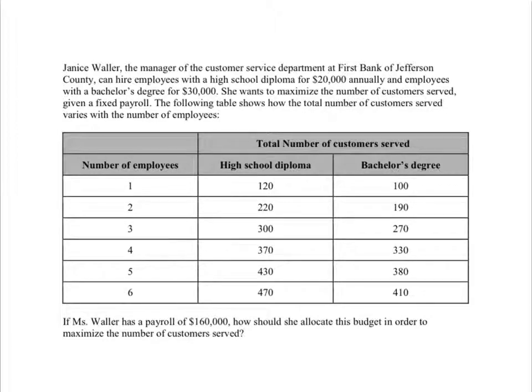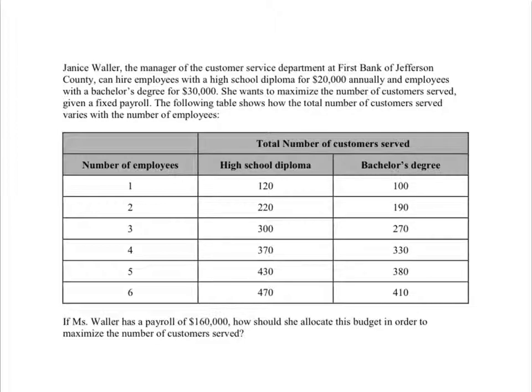So, for example, if we hire 4 high school diploma employees, then they will serve 370 customers. If Ms. Waller has a payroll of $160,000, how should she allocate this budget in order to maximize the number of customers served? This problem falls under the category of what we sometimes call a constrained optimization problem. You'll see that term in your textbook, constrained optimization.